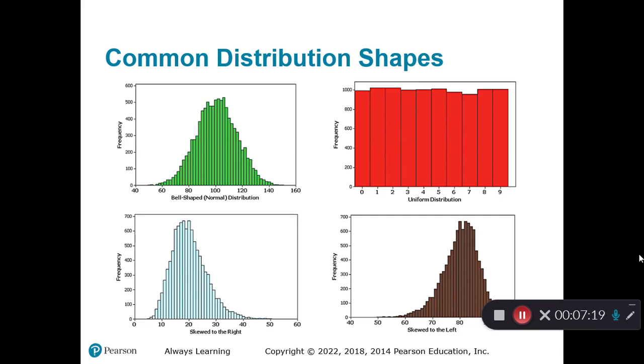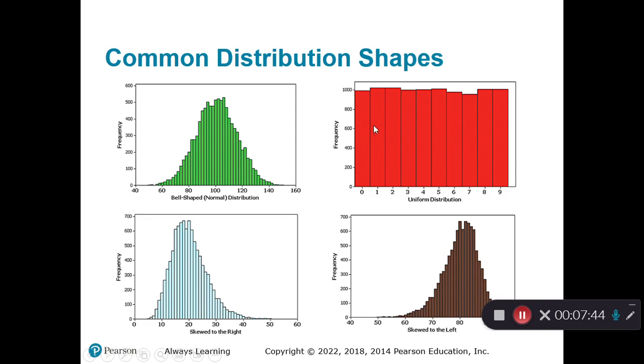We also call the normal distribution a bell-shaped distribution. So normal and bell-shaped are referring to the same thing. And why a bell? Because if you take a look at kind of what a bell looks like, it tends to follow this general shape.